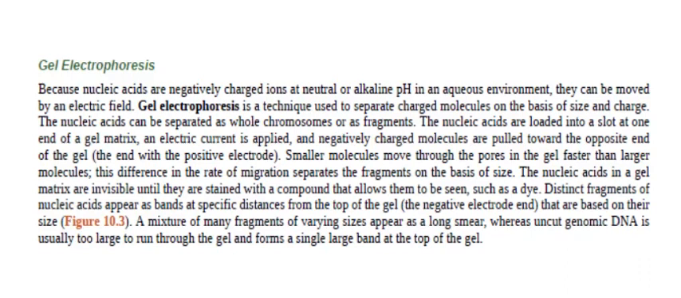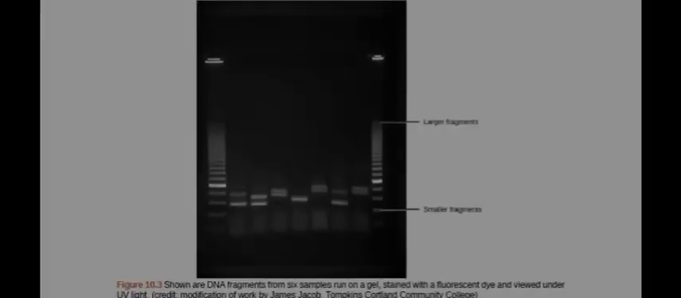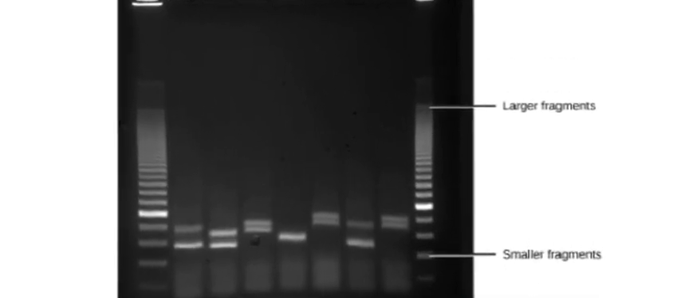A mixture of many fragments of varying sizes appear as a long smear, whereas uncut genomic DNA is usually too large to run through the gel and forms a single large band at the top of the gel. Figure 10.3. Shown are DNA fragments from 6 samples run on a gel, stained with a fluorescent dye and viewed under UV or ultraviolet light.